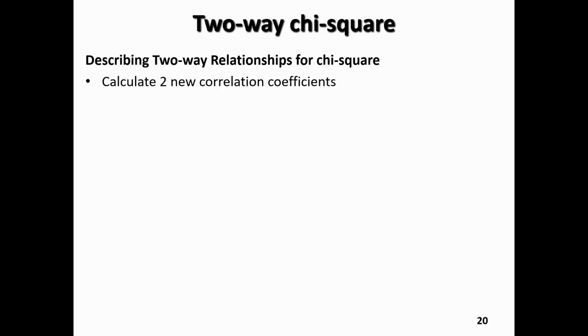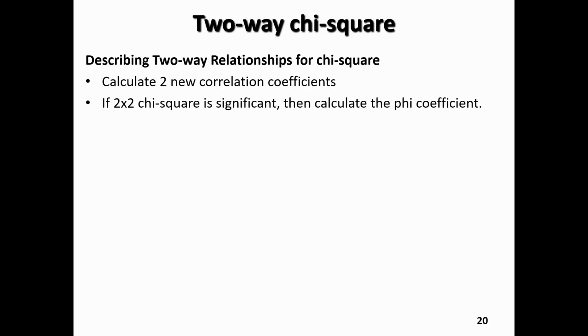Another way to describe the two-way relationship for the chi-square is to calculate correlation coefficients that accompany the analysis, and this will bring a little bit more clarity to what's often referred to as the effect size or the strength of this relationship, because the previous analysis does not overtly tell us if it's a strong relationship or if it's a weak type of relationship.